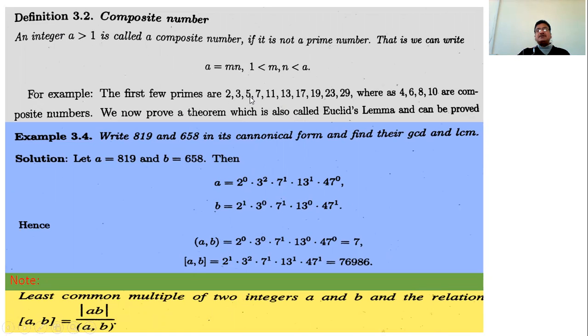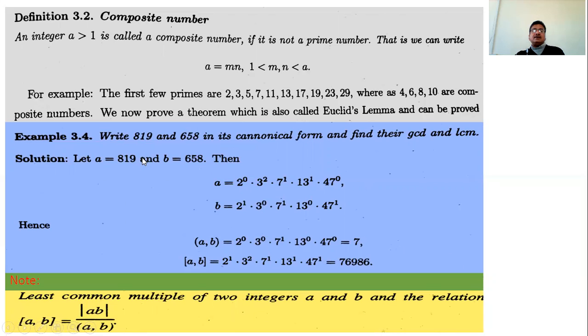So these are the prime numbers 2, 3, 5, 7, 11. And what are the composite numbers? 4. Between 3 and 5 there is 4, which is a composite number. Between 5 and 7 there is 6. Okay, that is composite. Between 7 and 11 there are 8, 9 and 10. 9 is also a composite number because it is not prime. These are the composite numbers. Okay, so that is the definition of composite number.